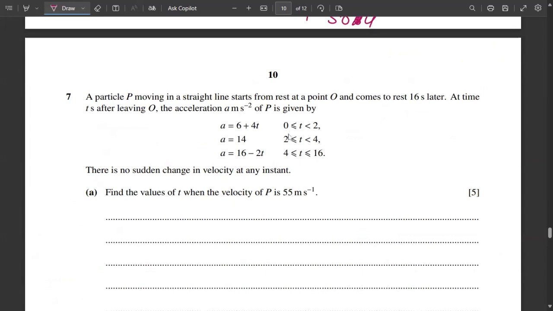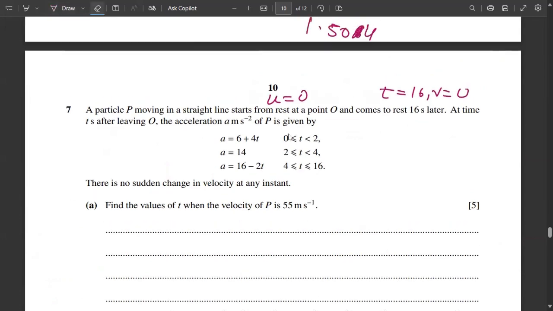A particle P moving in a straight line starts from rest at a point O. Comes to rest 16 seconds later. Okay, that means initial velocity is 0. When time equals 16, then also the velocity is 0. At time t seconds, leaving acceleration. So three acceleration time graphs are given. And what they have told, there is no sudden change in velocity. Fine. Find the values of t.